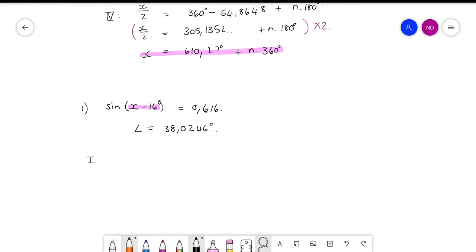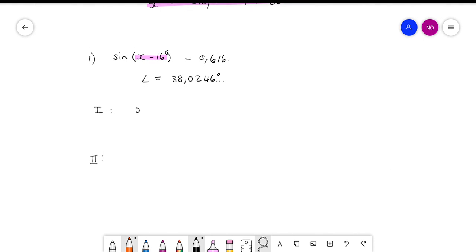And now we choose. Sin is positive in quadrant 1 and in quadrant 2. But this time, instead of writing x, you write down x minus 16. So you write down whatever is written in the bracket. Good. Is equal to, in this case, it's just 38,0246 plus n times 360. And the moment you write it down, just write for yourself that n is an element of z, before you forget.